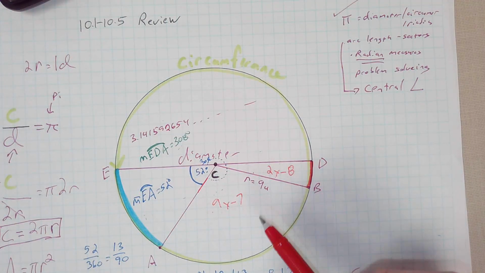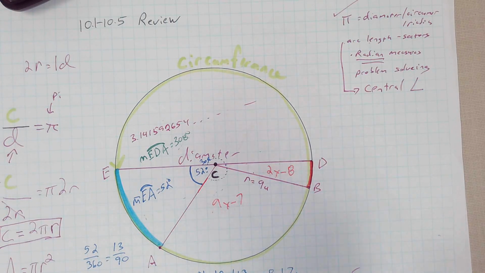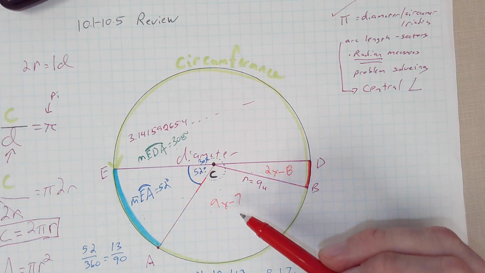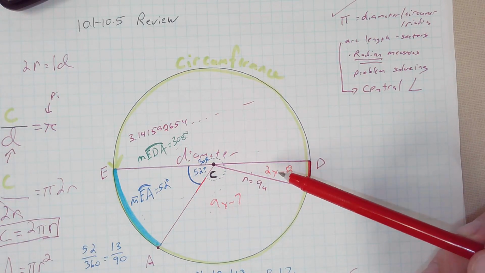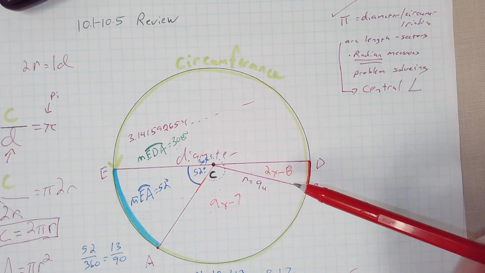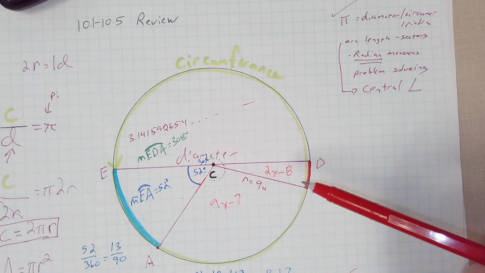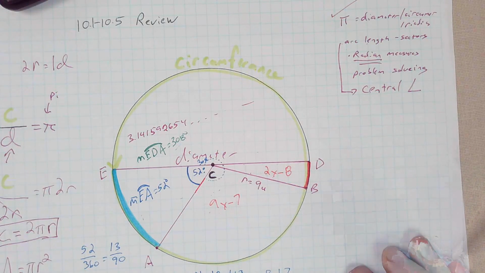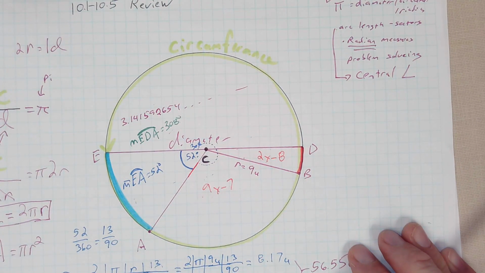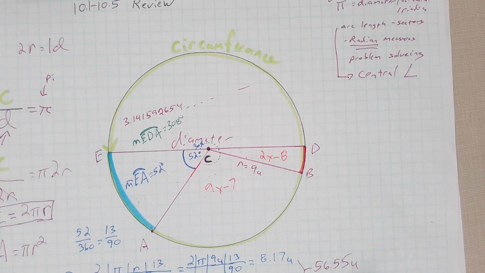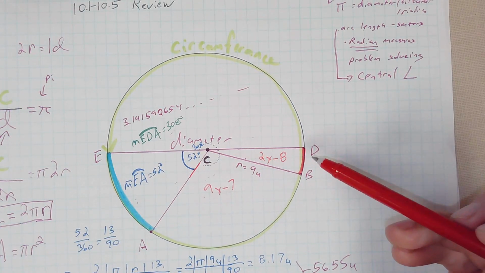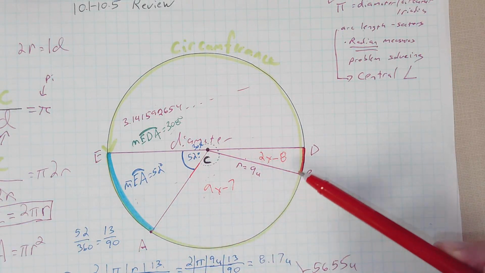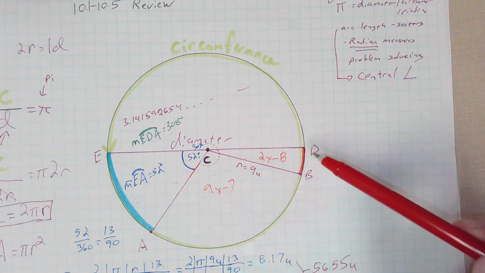All right, so let's say that angle ACB is 9x minus 7, and angle DCB is 2x minus 8. And we need to figure out what the arc length of AD is.